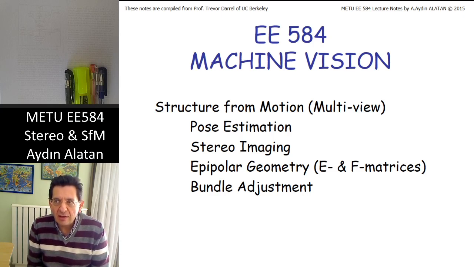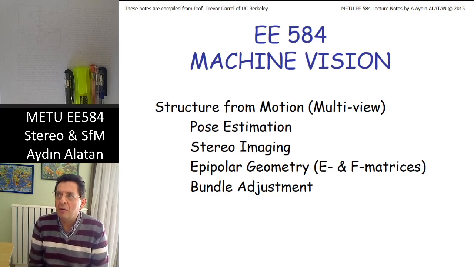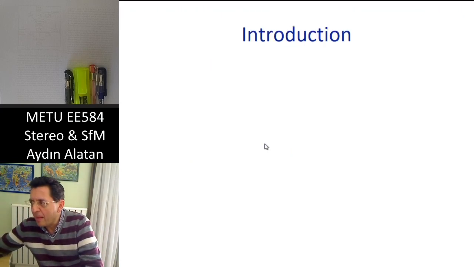Then for a more general case, to obtain structure from any position of cameras, multiple cameras, or a single camera moving in time, we have to talk about epipolar geometry, which is the algebraic formulation of the geometry that we have. And we will define E matrices and F matrices in two different sessions. We will talk about how we use them. And finally, I'm talking about triangulation and bundle adjustment. Let's start with what we are doing right now.